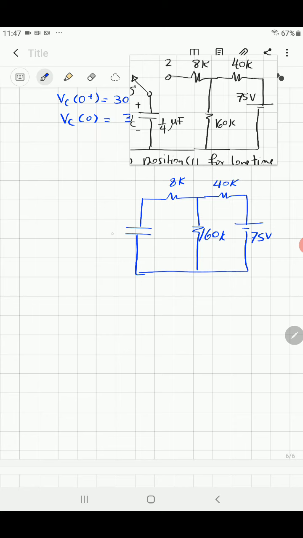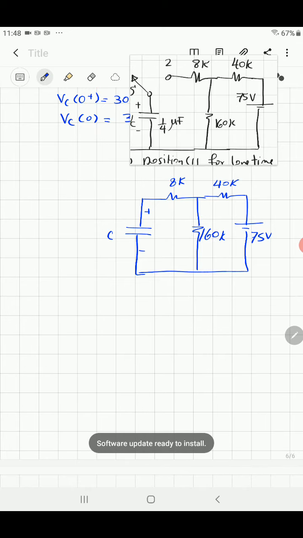Since you are going to calculate the voltage across the capacitor at any time t, you cannot replace the capacitor by an open circuit. You replace the capacitor with an open circuit when you are required to find the voltage across the capacitor at steady state and DC condition. But at any time t, you got to get it. Okay. How to solve this one?